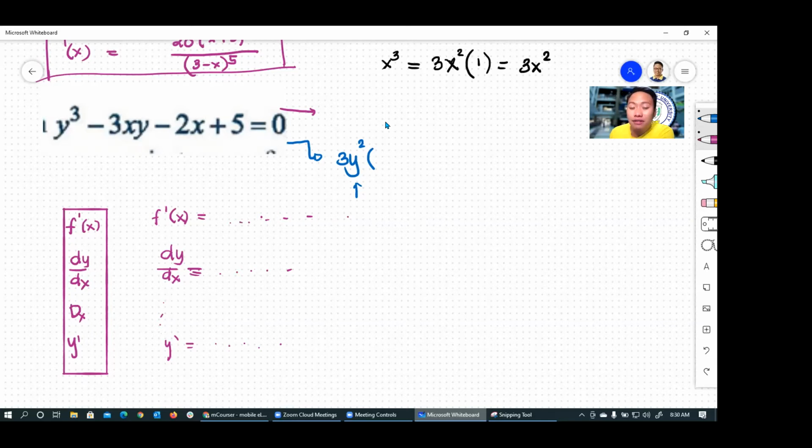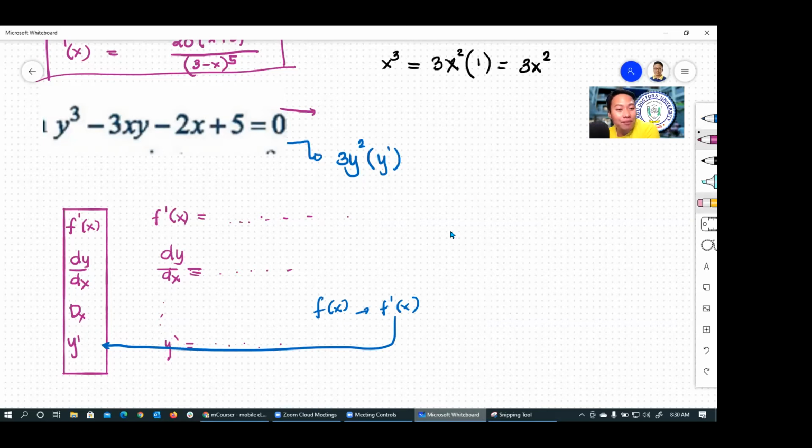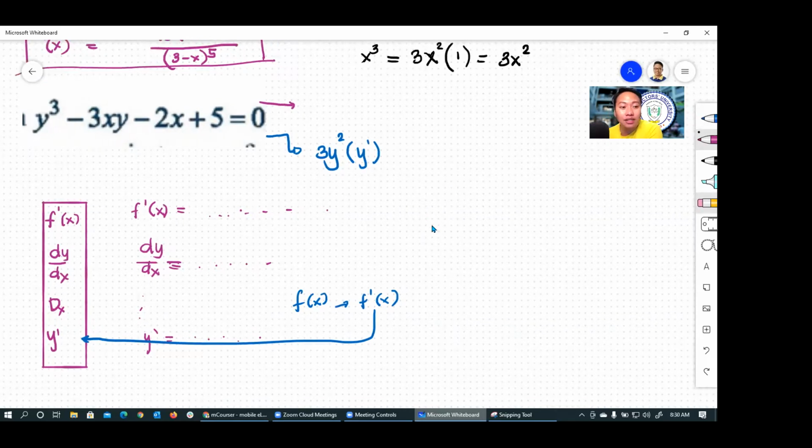So what is the derivative of y squared? What is the derivative of y? What is the derivative of f of x? The derivative of f of x is f prime of x, right? And what is f prime of x? This is similar to y prime. So instead of writing 1, we're going to be writing y prime. Did you get it? That's only for the first term.